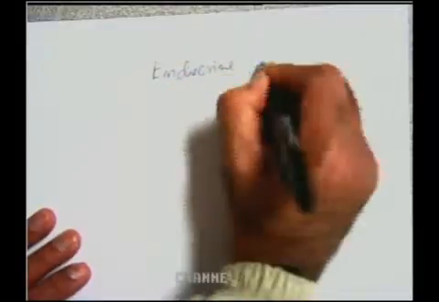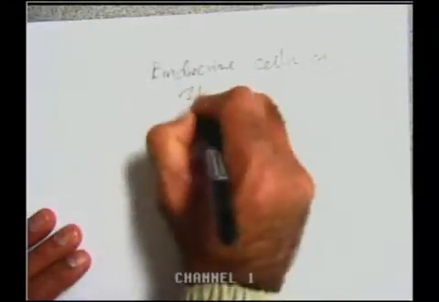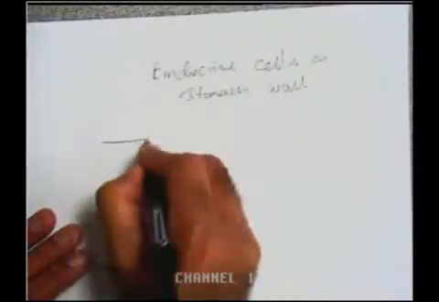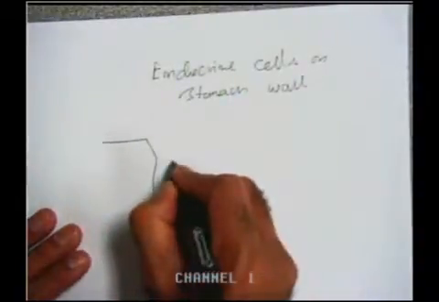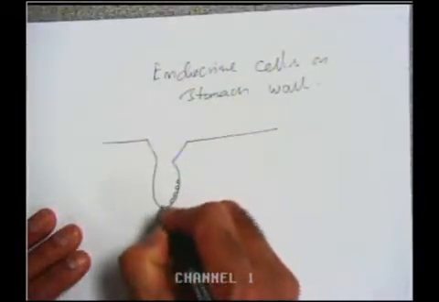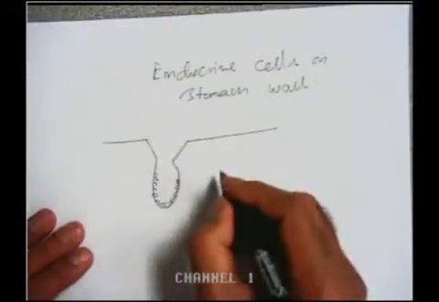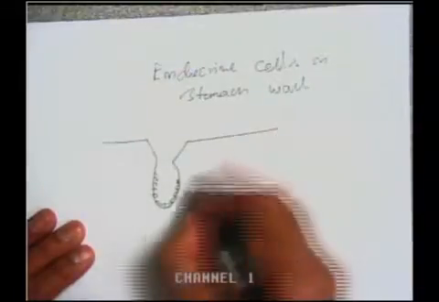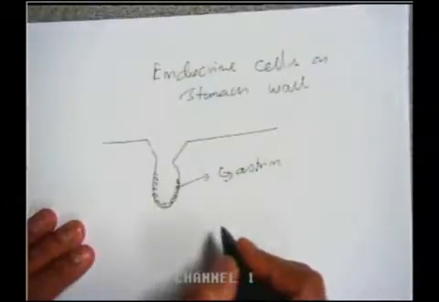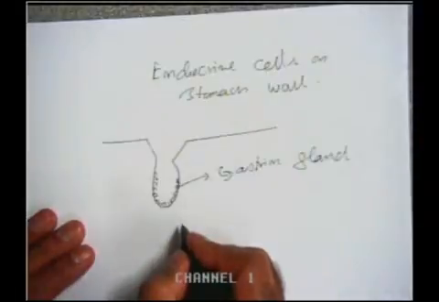Endocrine cells, the hormone secreting or gastrin secreting cells on the stomach wall. Suppose this is the stomach. If you have the stomach wall, you get all these cells which are responsible for secreting gastrin, and they have gastrin. The cells in the gastrin gland are present here.